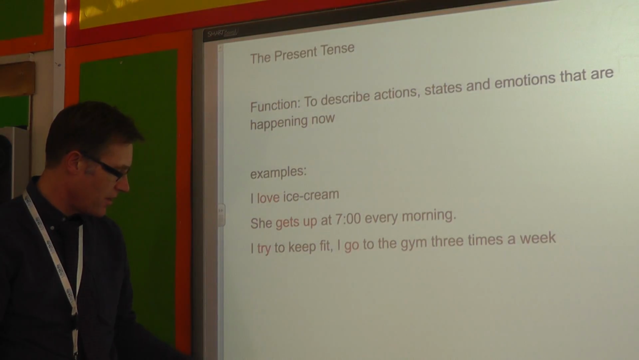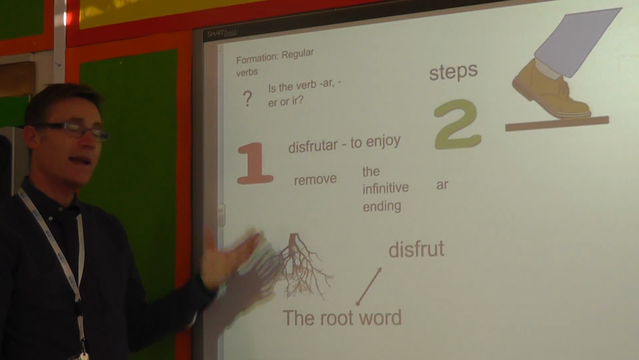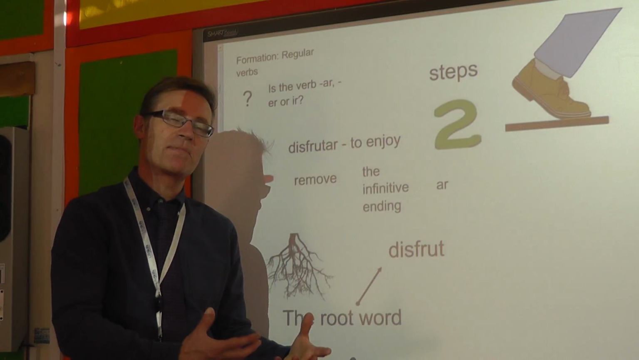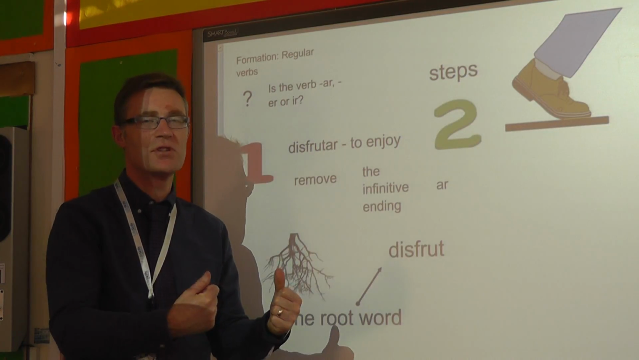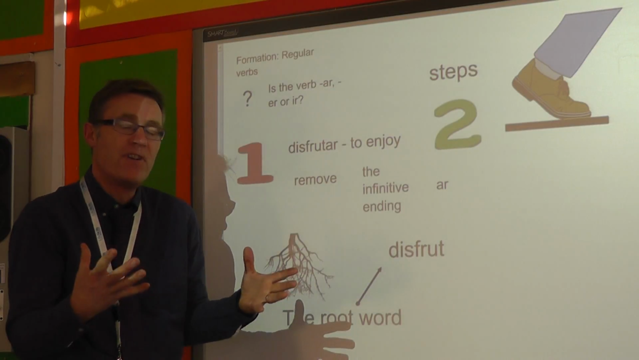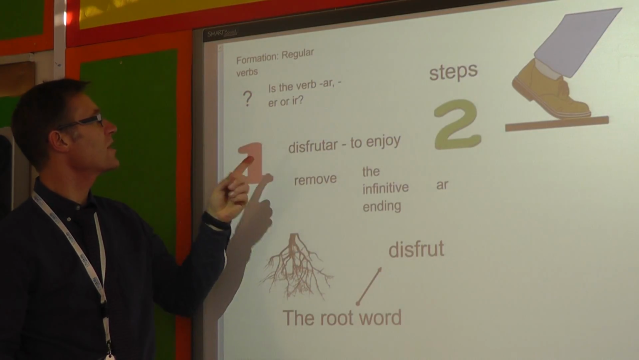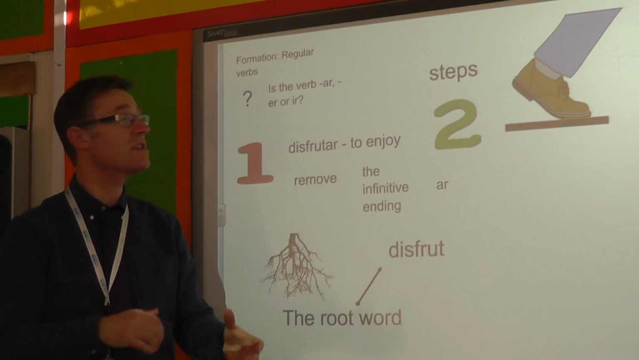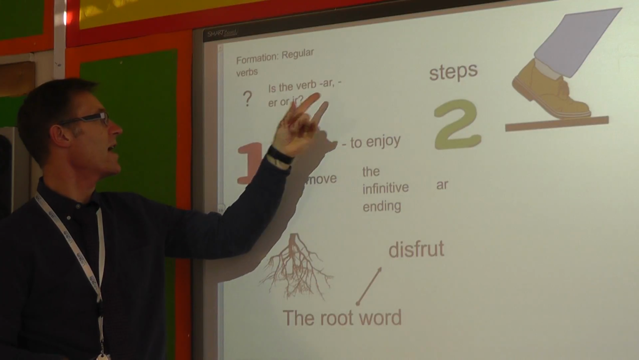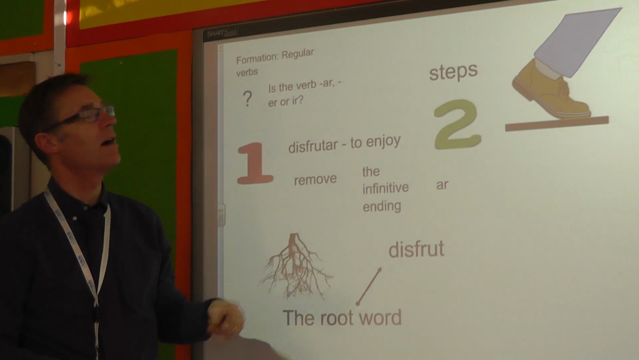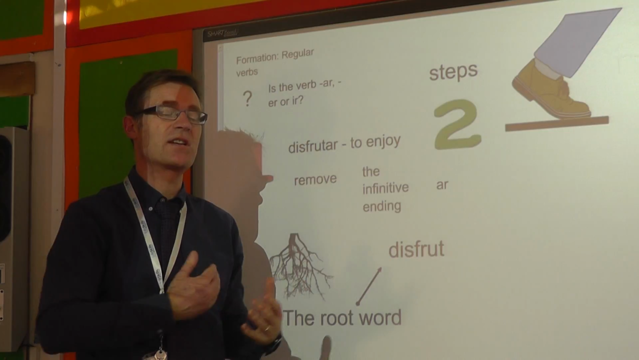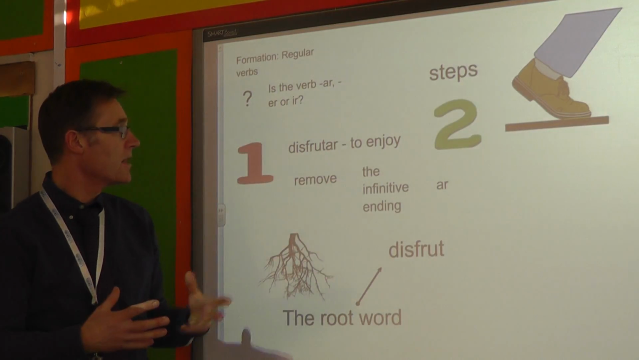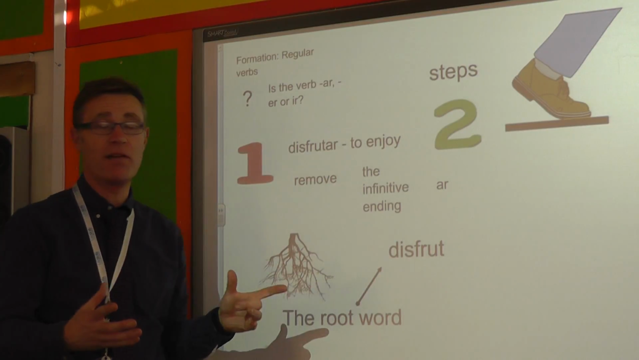Okay, so let's have a look at the formation. Again, this is a classic Spanish tense in the respect that it's got two steps to it. Our first part is asking ourselves the question when we look at the verb. When we look at that infinitive verb, we ask ourselves the question: is it an AR, ER, or IR verb? And that's really important because that's going to dictate what endings we're going to use. So let's work first of all with an AR verb.